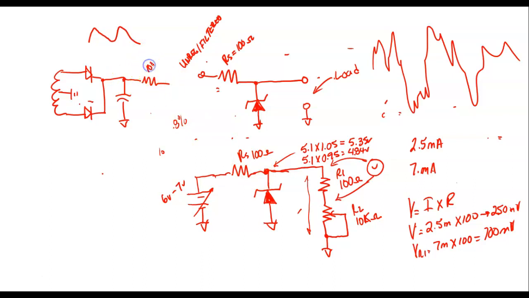So we're going to use a 100 ohm resistor, and it might be R10 in the actual circuit itself. And then we would have our Zener. And then over here, this is where we would connect our loads. But we know this load is going to vary between what? Between 2.5 milli and 7. And now we got our design.